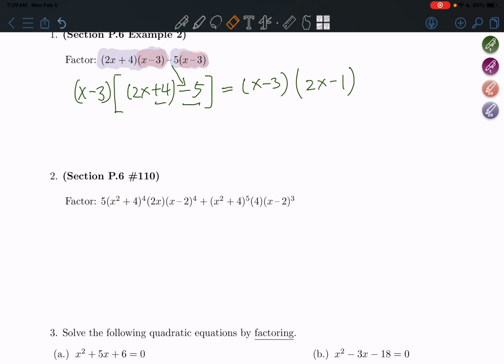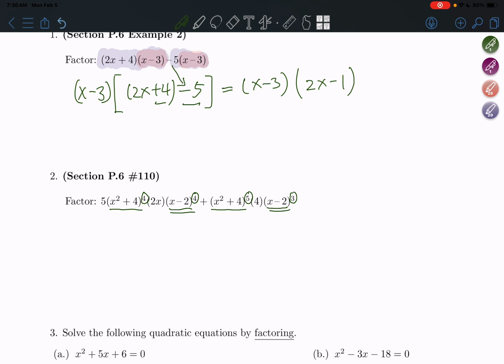Once I recognize that, I then look at what they have in common. So over here, I have x plus 4 to the 4th power, so I got 4 of these. And then over here on the other side, I got x squared plus 4, 5 of these, to the 5th power. Similarly, I got x minus 2 to the 4th power, and then x minus 2 to the 3rd power on the other term. So these are what I have in common, but they don't all have the same number.